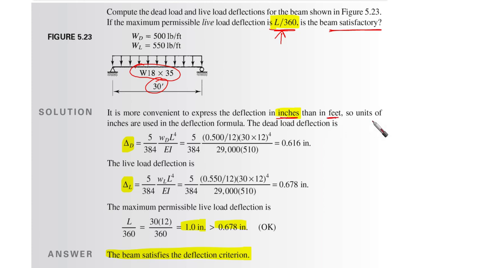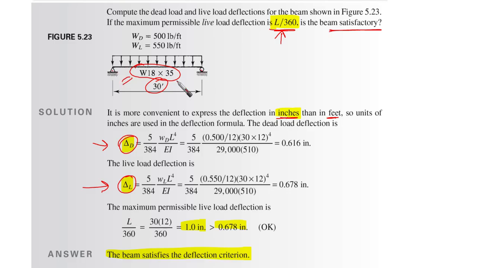Okay, so units of inches are used in the deflection formula in general. Whenever you go back, you're going to find that inches are used in the tables that I have shown you a few minutes ago. The dead load deflection needs to be calculated in live load. Actually, the dead load is not going to be used here because, as I said, this is steel, so we need to go directly to the live load deflection.